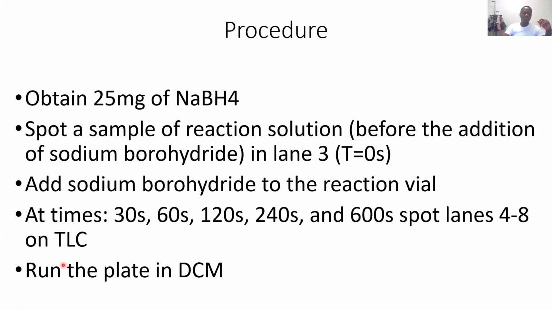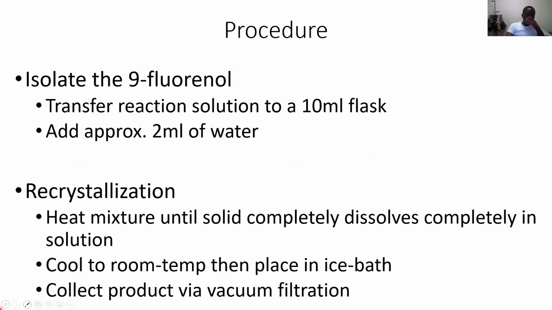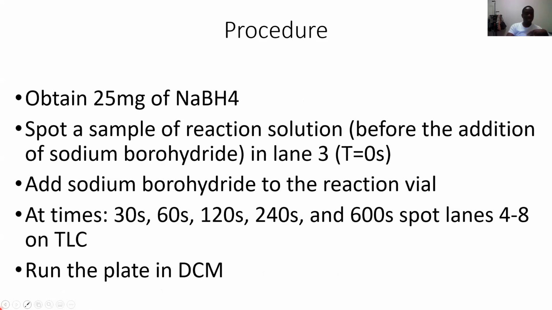And once you have all those spots up to 600 seconds and everything is dry, you run your plate in DCM. So your mobile phase is dichloromethane, also known as DCM. You run your plate like you did with your first chromatography experiment. So after all this is done, of course, you're going to get a nice result from that, which you would have to interpret.